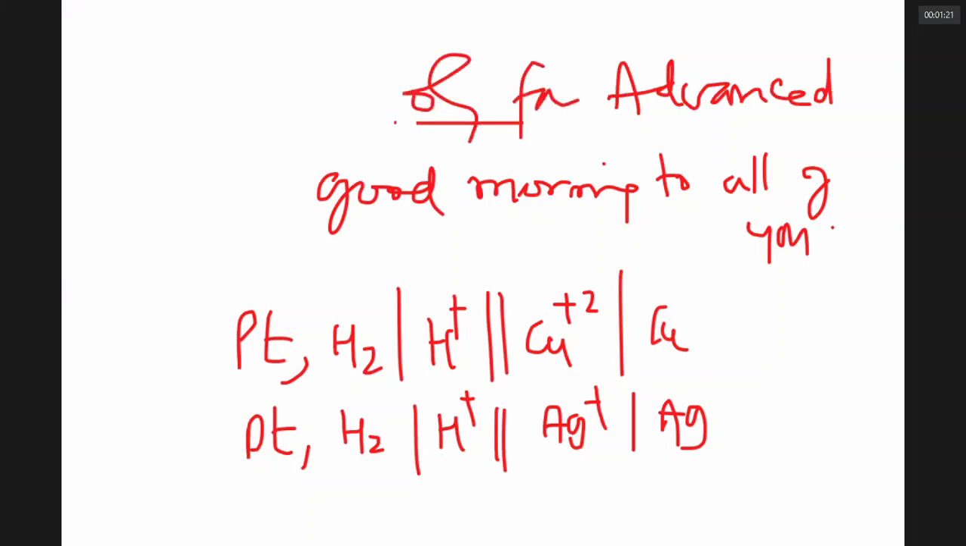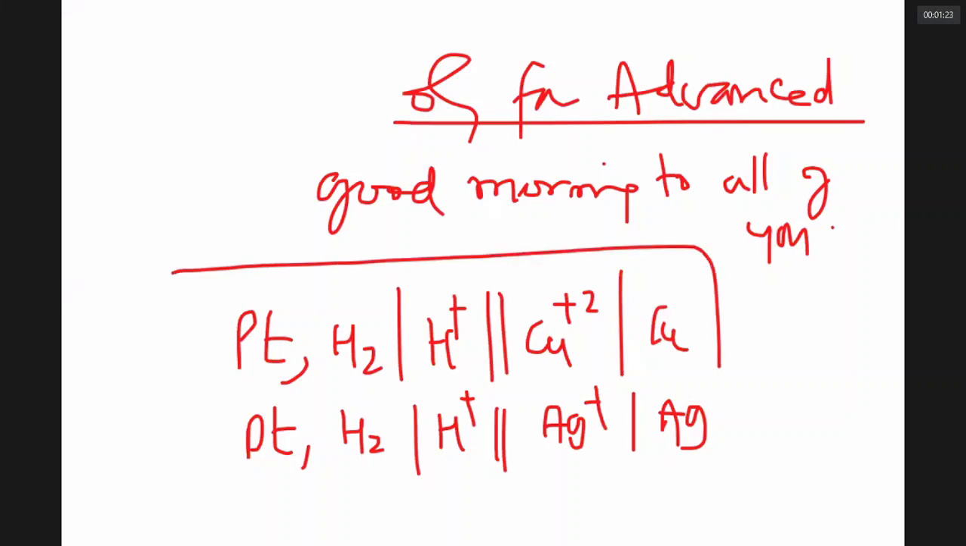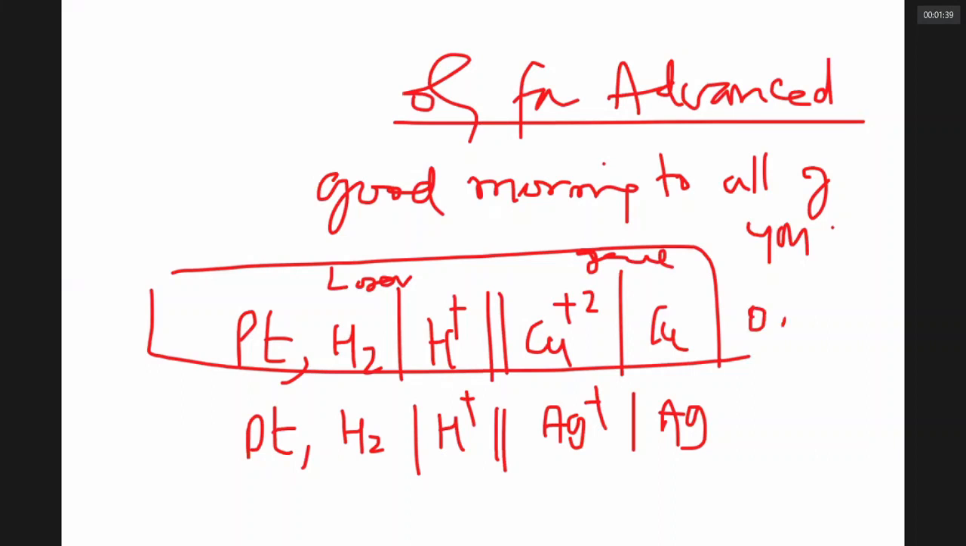Ladies and gentlemen, in this cell, can you identify who is the electron loser, who is the gainer? Sir, Pt and H2 is the loser. It is the loser and it is the gainer. And for the electrode potential, you connect a voltmeter parallel to the circuit and you notice that it is equal to 0.34 volts positive.